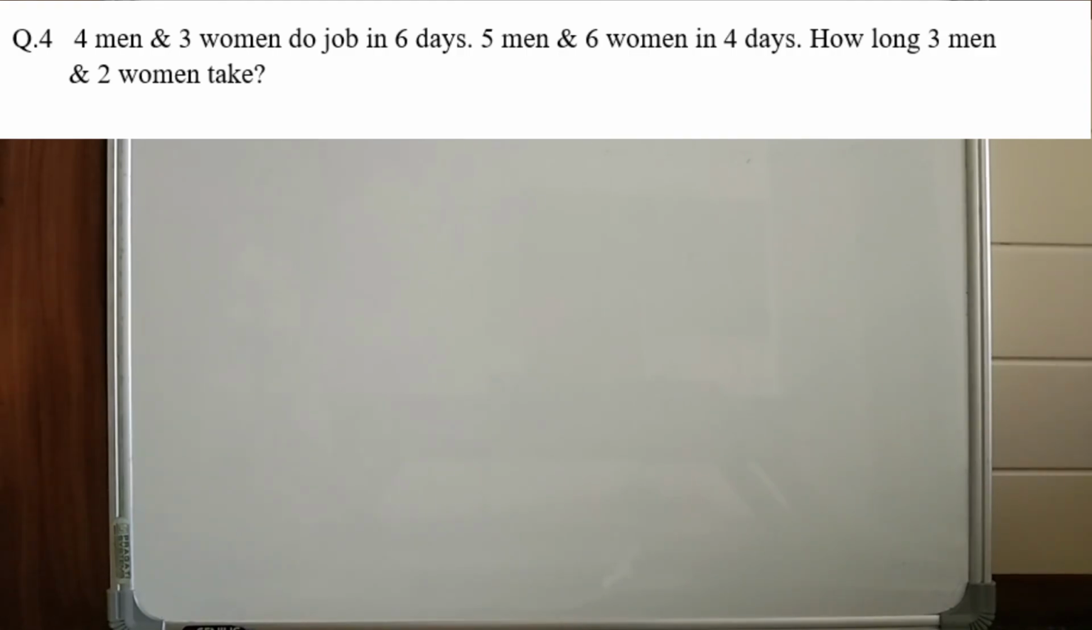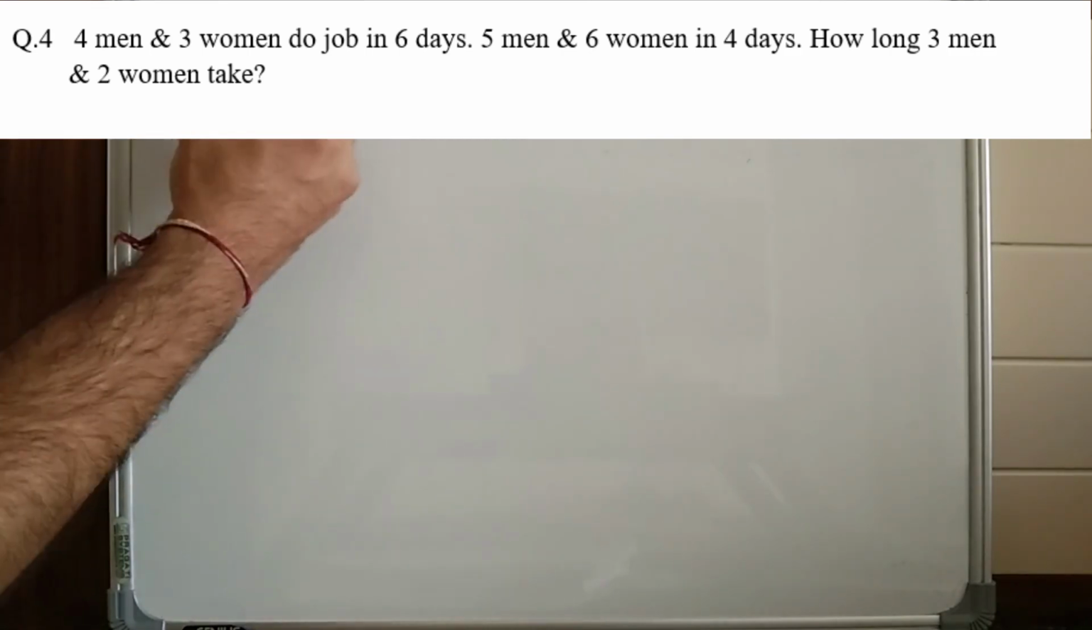4 men and 3 women do a job in 6 days. 5 men and 6 women do it in 4 days. How long will 3 men and 2 women take? Okay, so these kinds of questions do appear frequently, not only in CAT but in other exams as well. So how to do them?